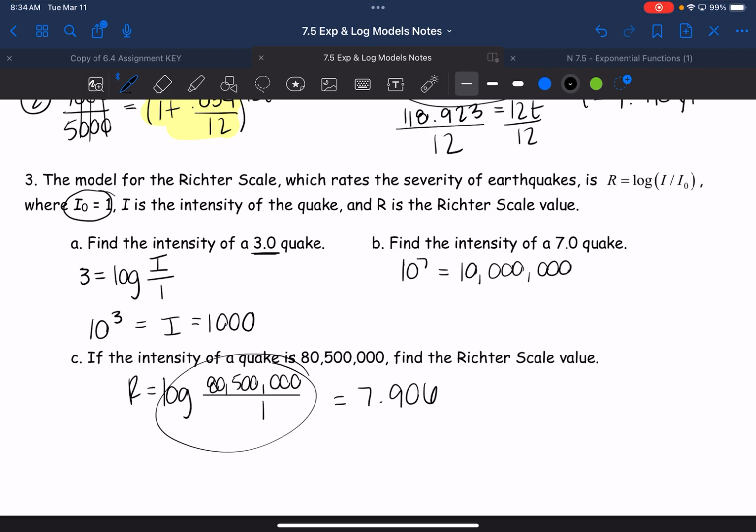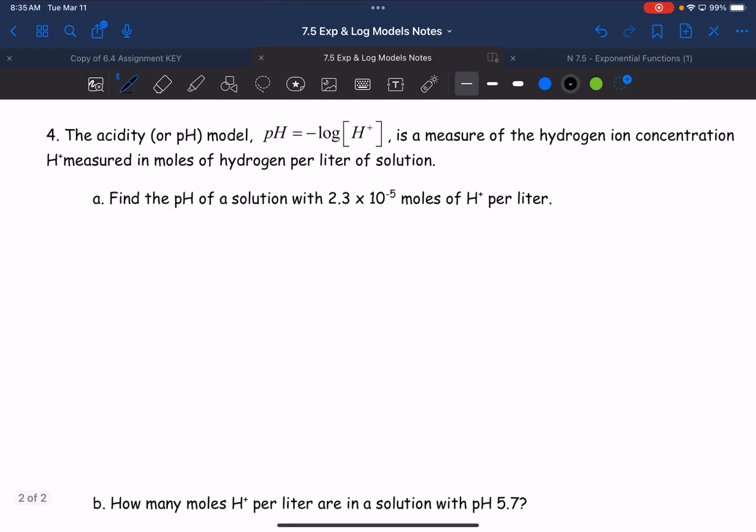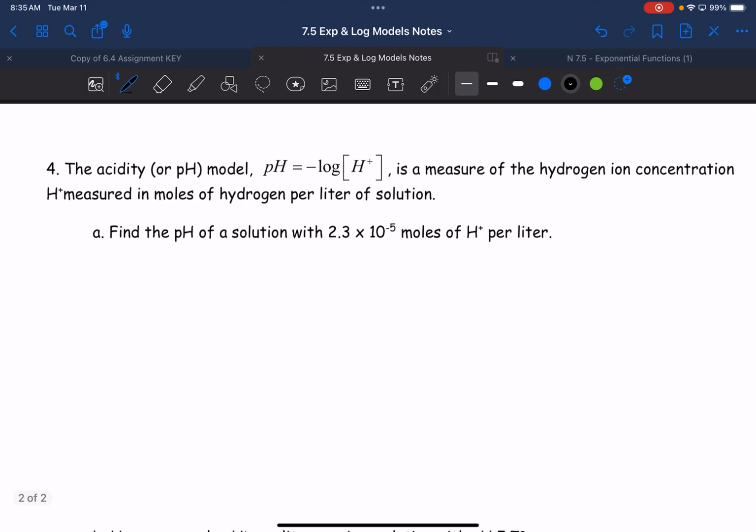So if you'll flip it over on the back, they give us a formula for pH. It says the acidity or the pH model is pH equals negative log, and then we've got in brackets our H, which is a measure of the hydrogen ion concentration, measured in moles of hydrogen per liter of solution. Find the pH of the solution, 10.3 times 10 to the negative 5th moles of H per liter. Okay, so we're going to use that formula.